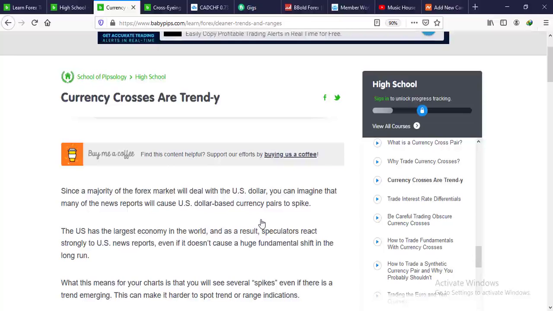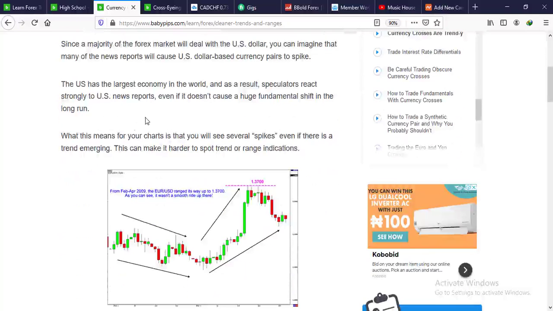So here we are on currency crosses are trendy. Since the majority of the forex market deals with the US dollar, you can imagine that many of the news reports will cause US dollar based currency pairs to spike, and that's what actually happens. So US based currency pairs do spike, but others, the cross currencies, they trend.